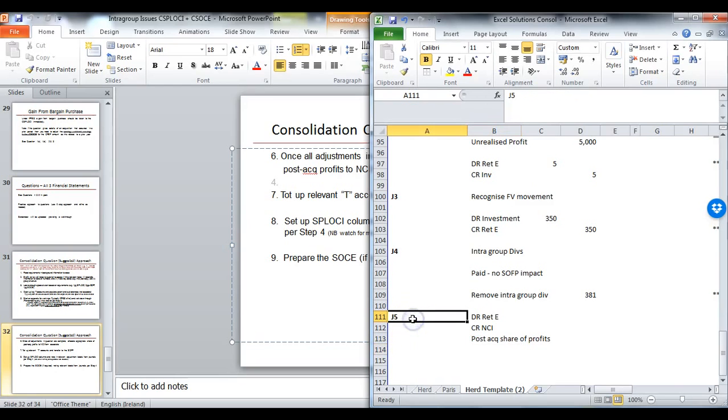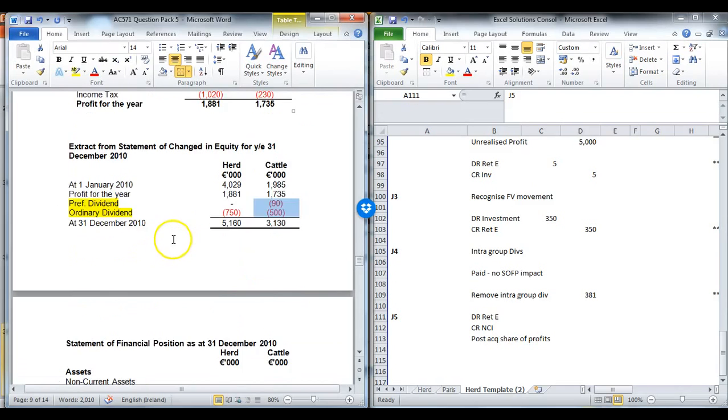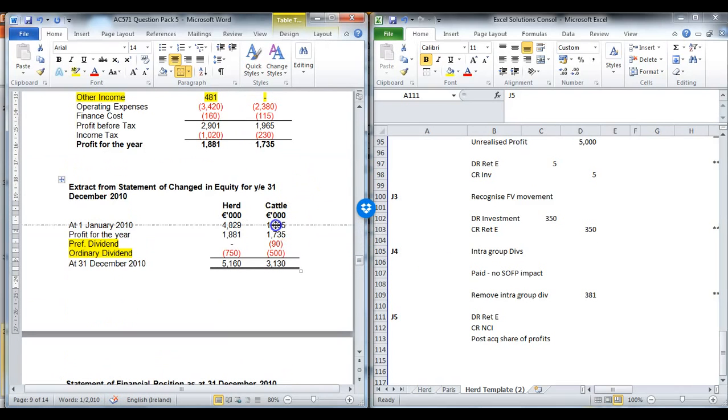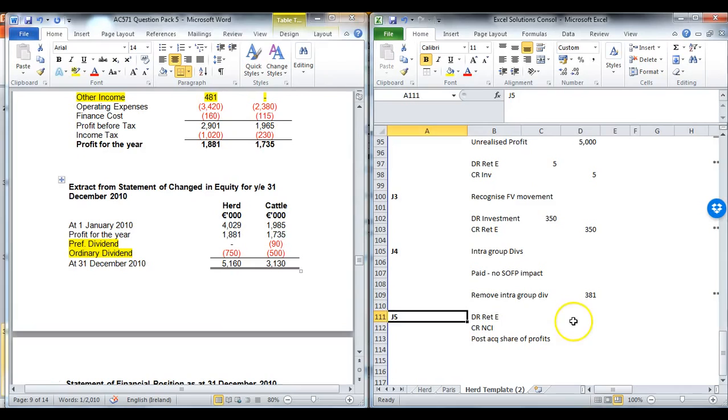That's one step students always forget. So you have to figure out, well, let's look at the question. Cattle now have 3.13 million retained earnings at the end, and they started off with 1985. So based on that, the movement has been 3130 minus 1985 times their share, which is 40%. Right. So that gets you to 458, and you will then credit NCI 458.